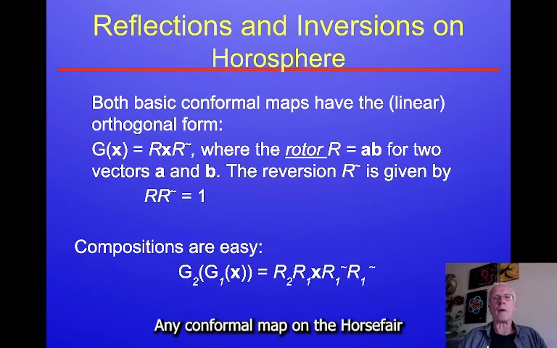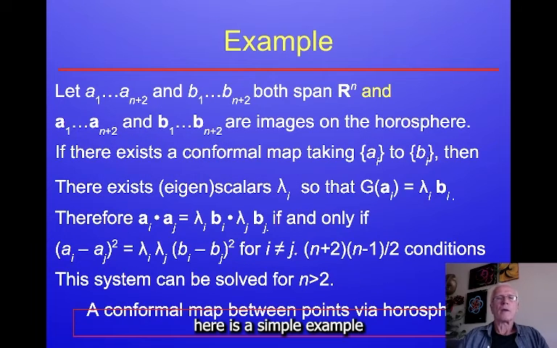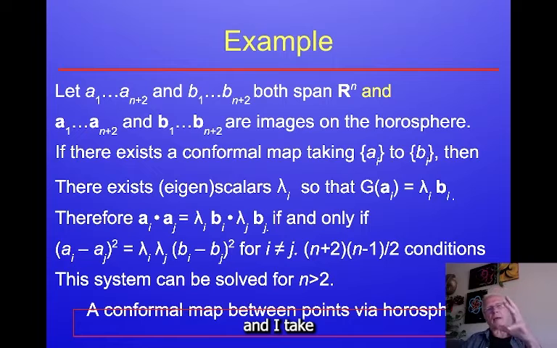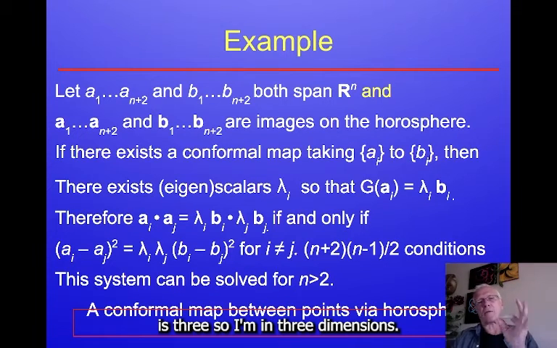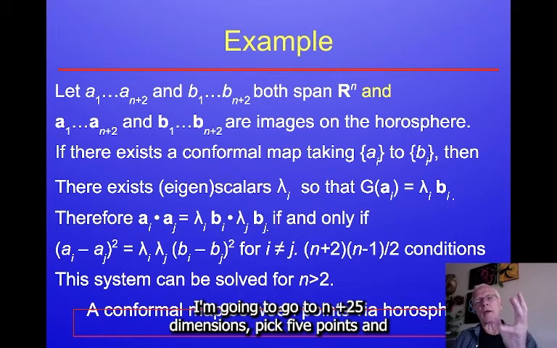Any conformal map on the horosphere. Here's a simple example. I take, say, n is 3, so I'm in 3 dimensions. I'm going to go to n plus 2, 5 dimensions.